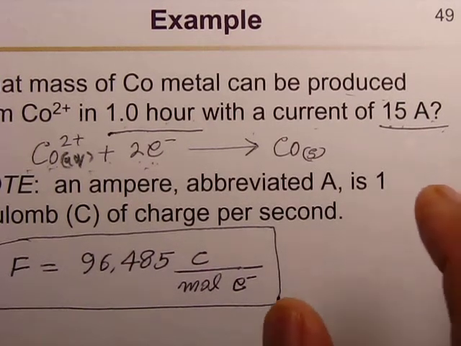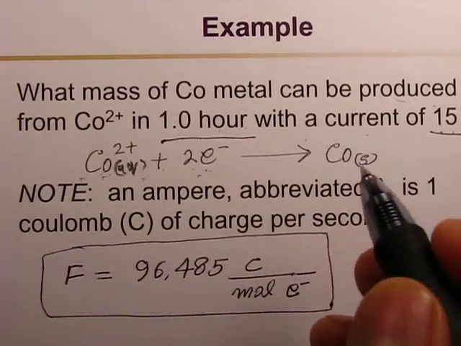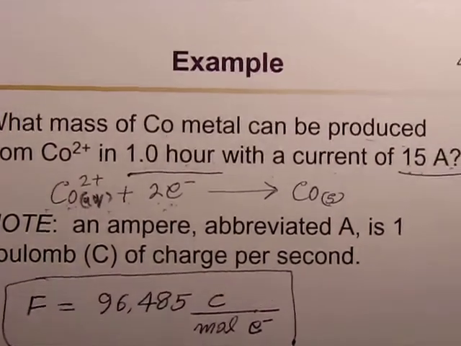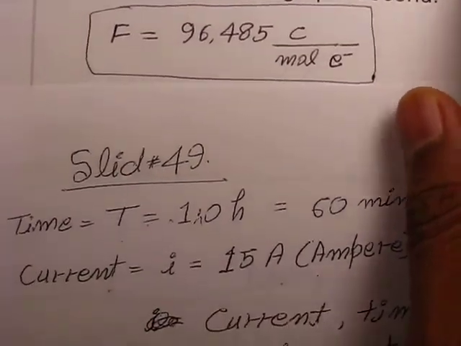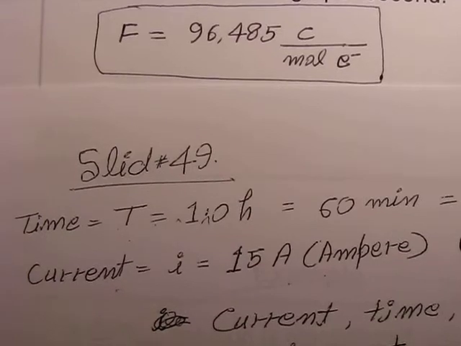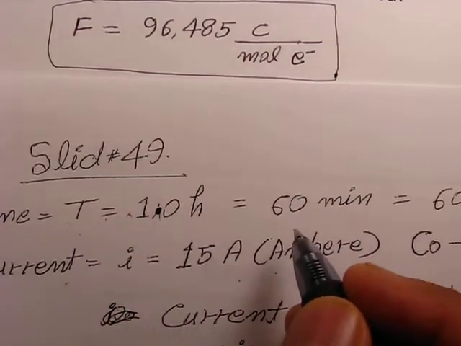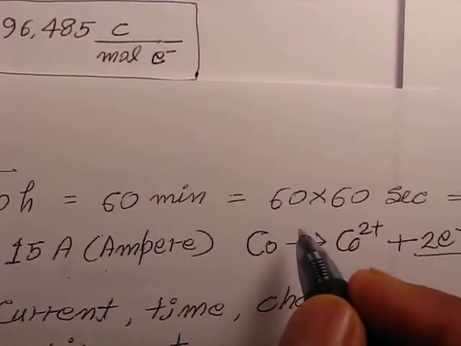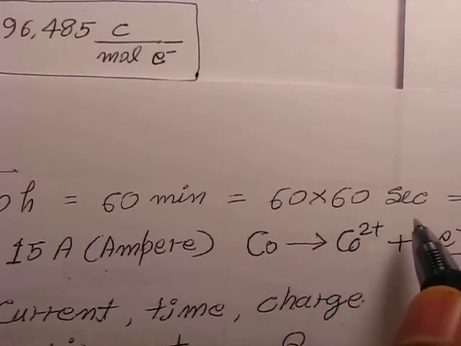So if we are passing 15 ampere of current for 1 hour, how much cobalt will deposit? To solve this question, here is the solution. First we have to find out the time, which is given in hours. Rather than 1 hour, I have to convert it into seconds. So 1 hour is equal to 60 minutes, multiplied by 60 seconds.